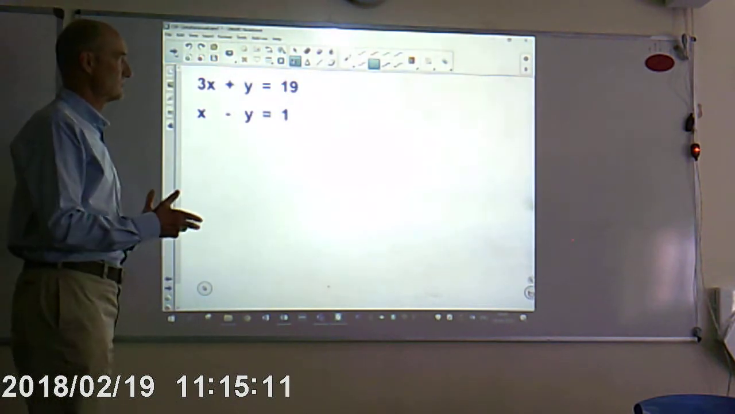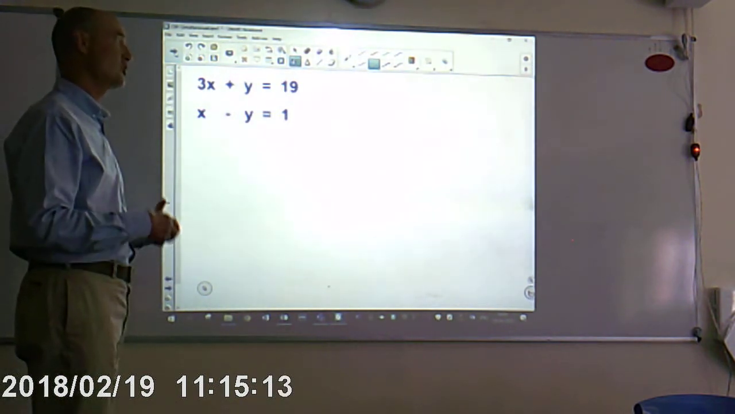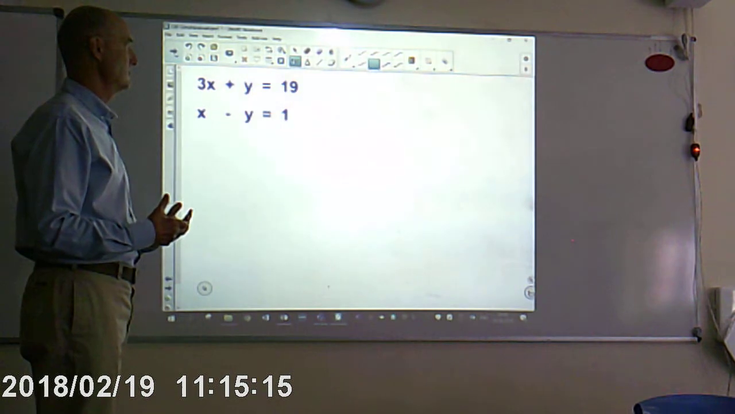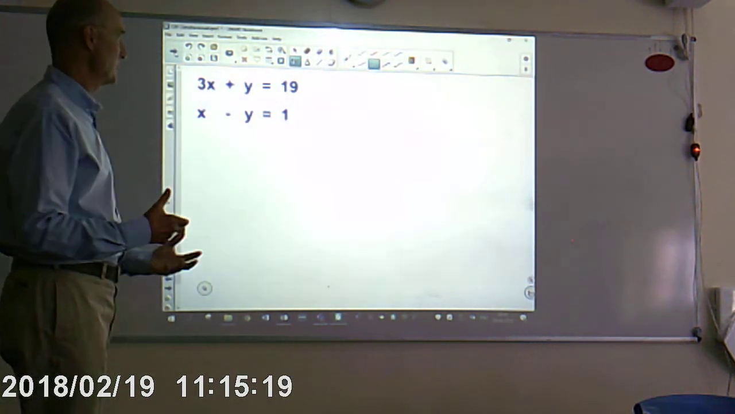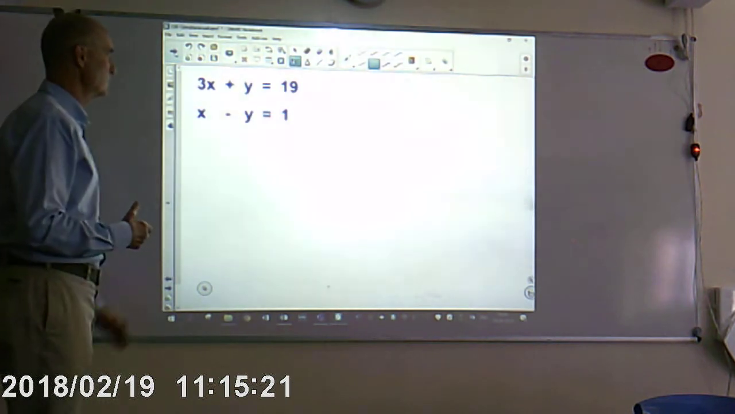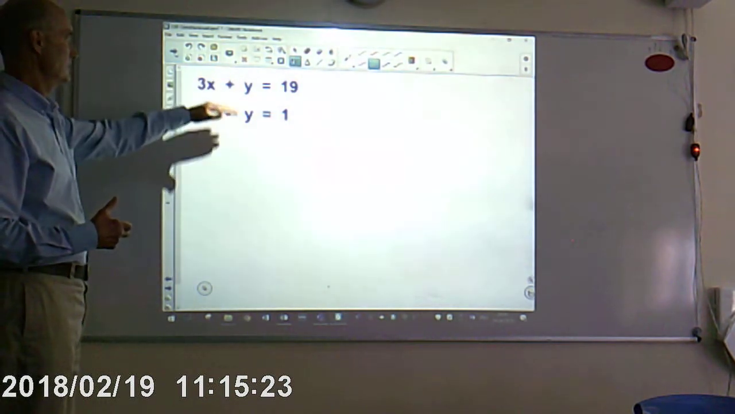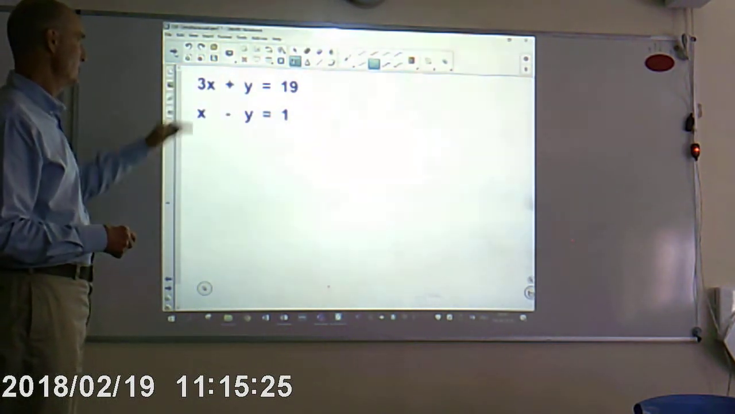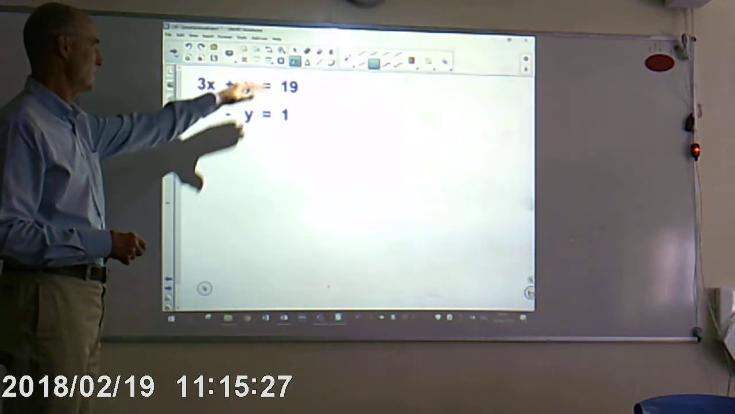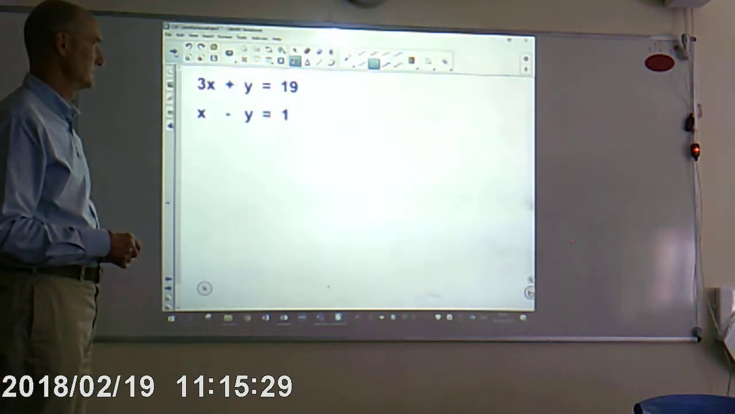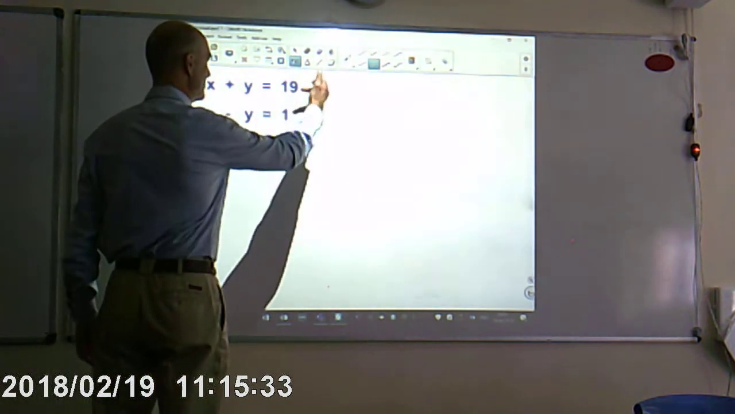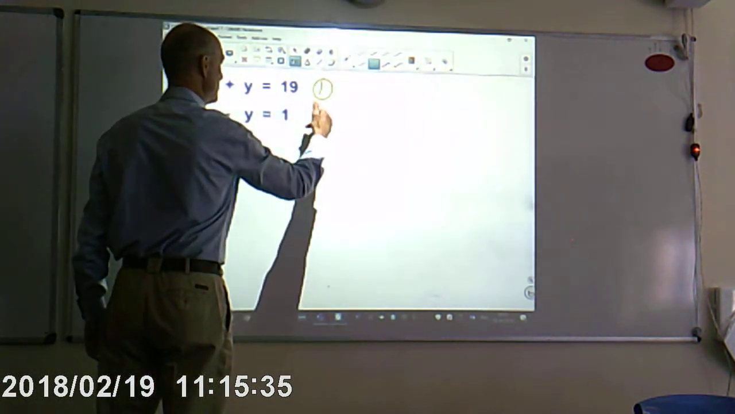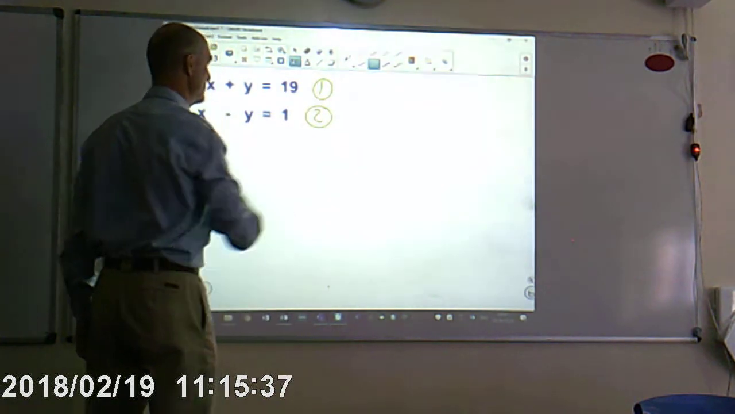So, the method that I'm going to run through today should be familiar to most of you. Certainly the method that I tend to teach is an elimination method. So, what we're going to look at is what happens if we combine those equations. If we combine the x's, combine the y's, combine the numbers. And the way to look at this is we title this equation 1, we title this equation 2.